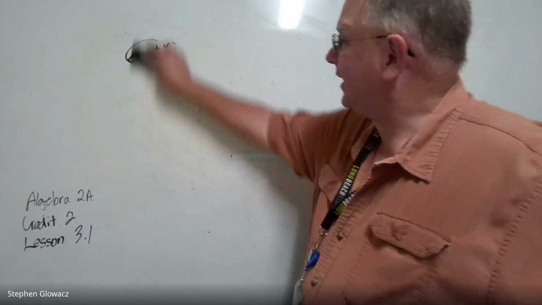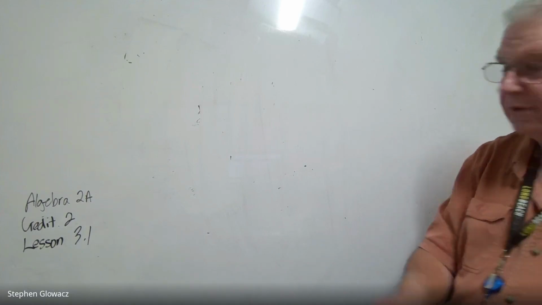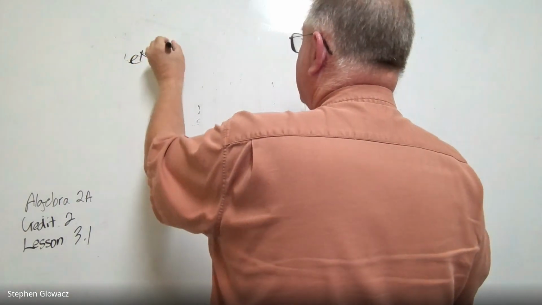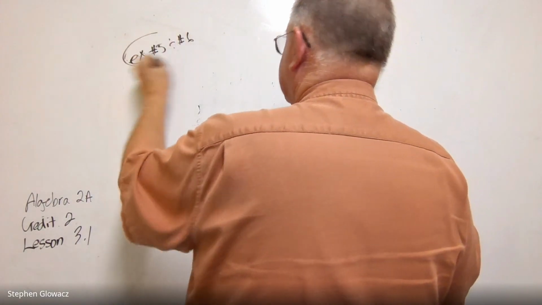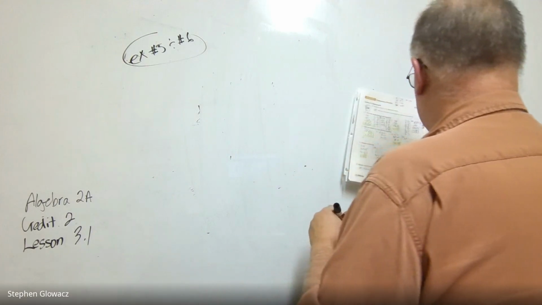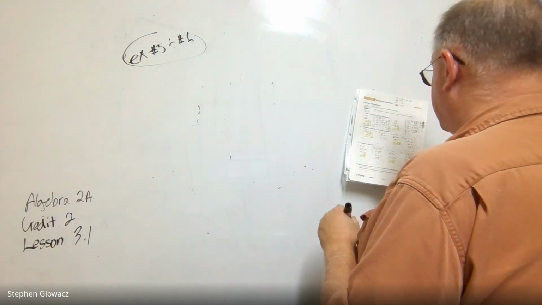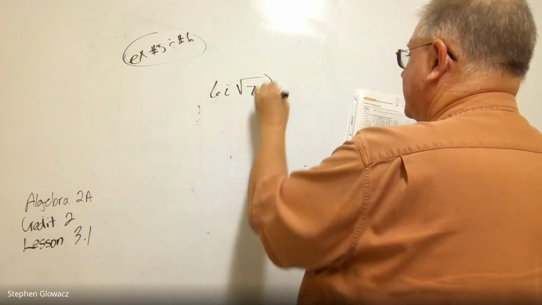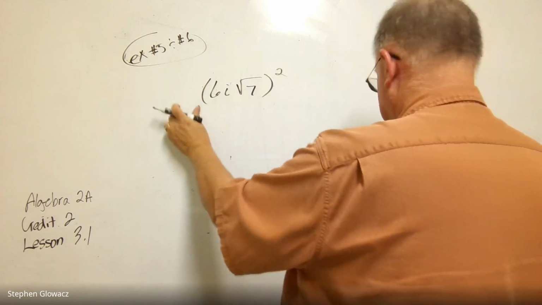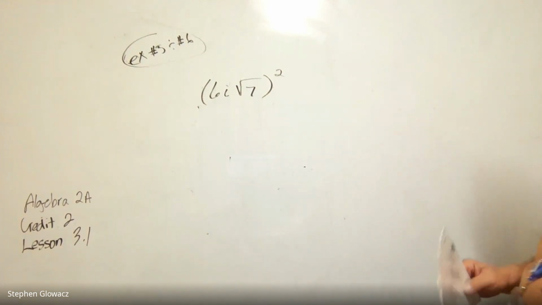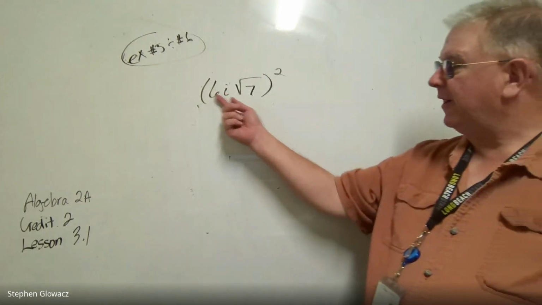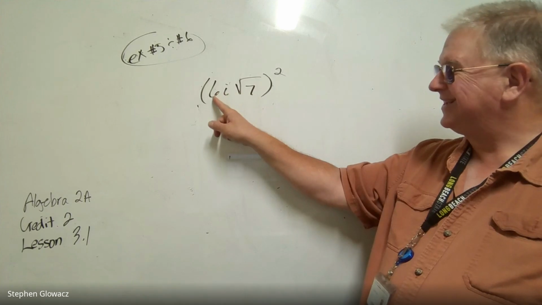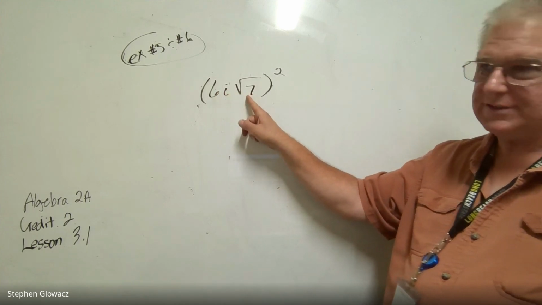All right. Finally, our last example, and this example will help you out with problems 5 and 6. We're going to be simplifying an expression, and let's go ahead and do this one: 6i radical 7, squared. Everything in the parentheses is being multiplied. So 6i radical 7 means 6 times i times the square root of 7.